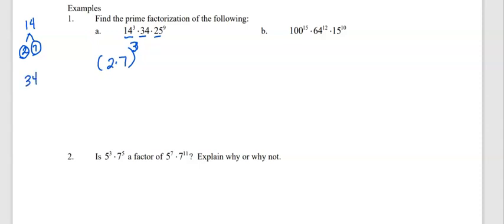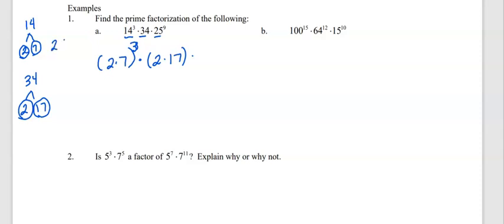34, same thing. If I need to prime factor 34, 34 is composite. That's 2 times 17, both of which are prime. So this is times 2 times 17, and that's not raised to a power, besides the power of 1. So we're not going to write the power of 1 on that parentheses.